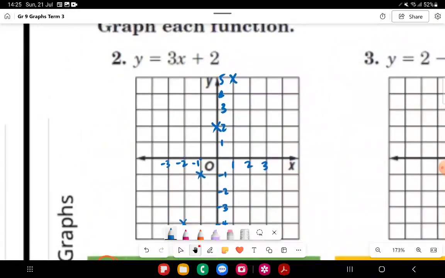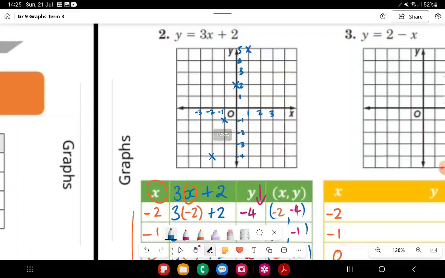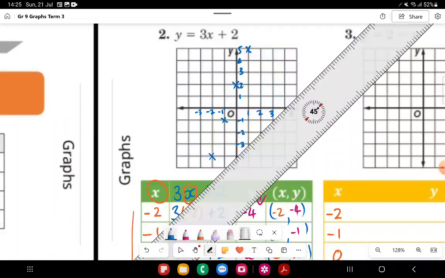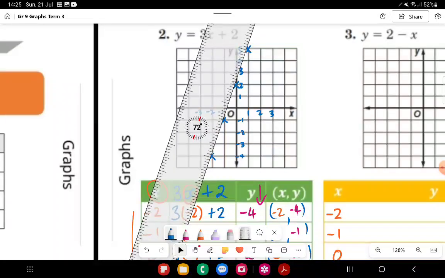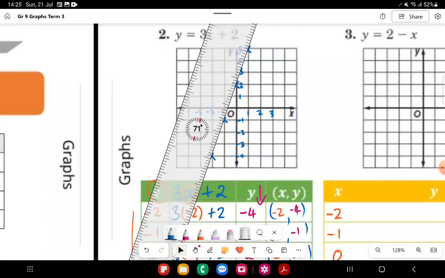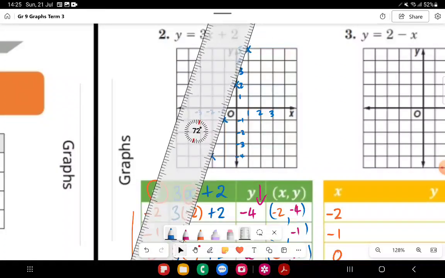2, 8 does not fit. That's okay. I don't need 2, 8. I've got enough points. So I'm not going to draw 2, 8. I'm just going to take what I have that does fit. And then I make sure that everything goes through the center of the x's as best I can. A bit difficult with this one.